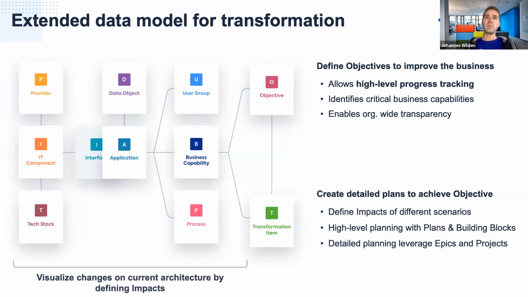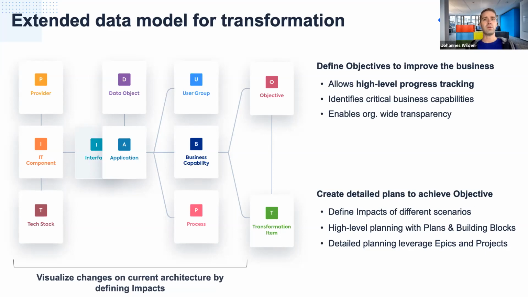The first fact sheet type that we introduced is the objective, and the objective is the representation of strategic goals within your organization. With objectives, we want to help you identify the things that you want to improve in order to, in general, improve your business. Objectives allow high-level progress tracking of strategic initiatives across your organization. They help you identify critical business capabilities, and they enable org-wide transparency of all the strategic goals that you have within your organization.